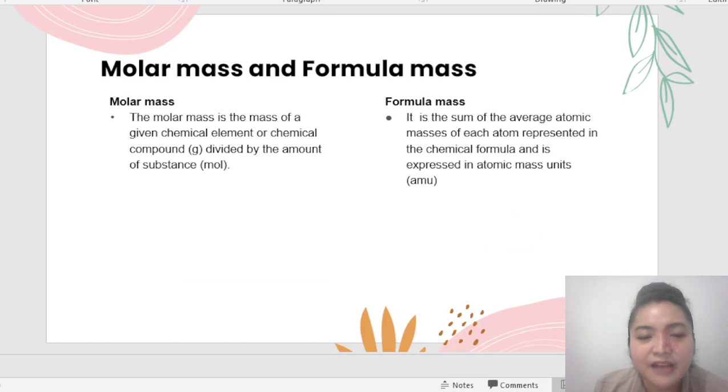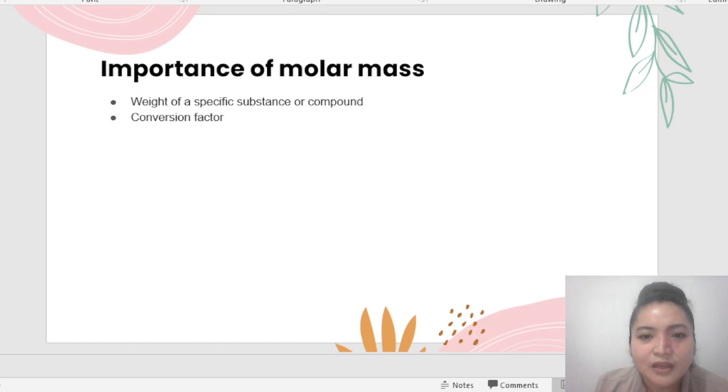Molar mass and formula mass are somewhat the same. They are similar with regards to their steps and procedures on how to derive them. Their main difference is their units. For molar mass, the unit is gram per mole, whereas for the formula mass, the unit is atomic mass unit. What is the importance of molar mass?